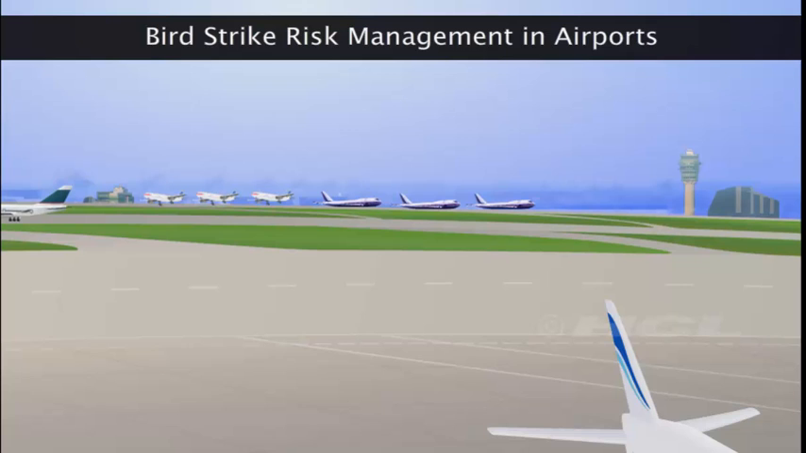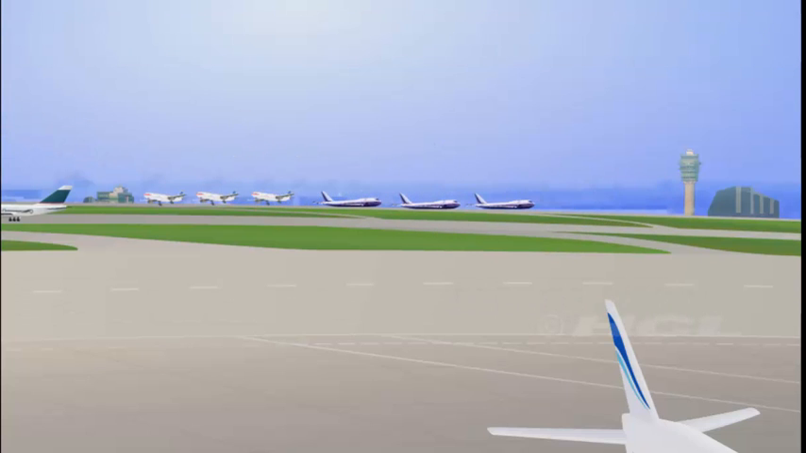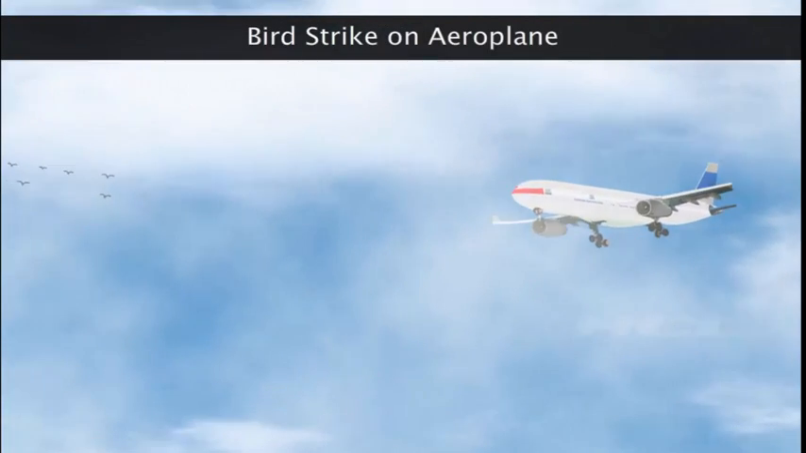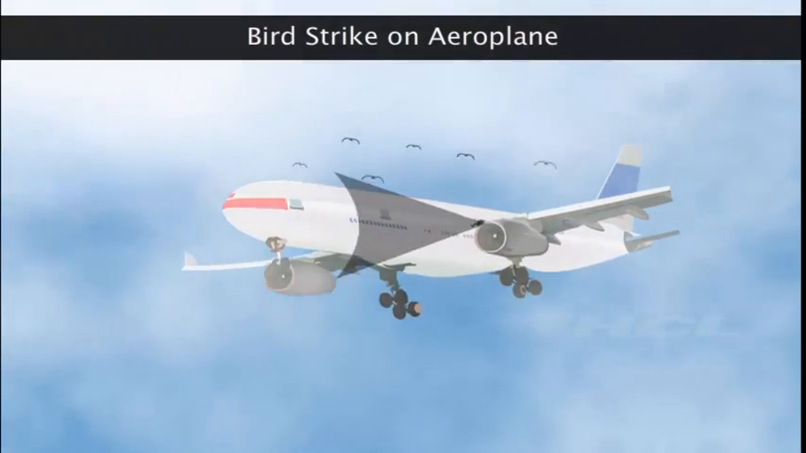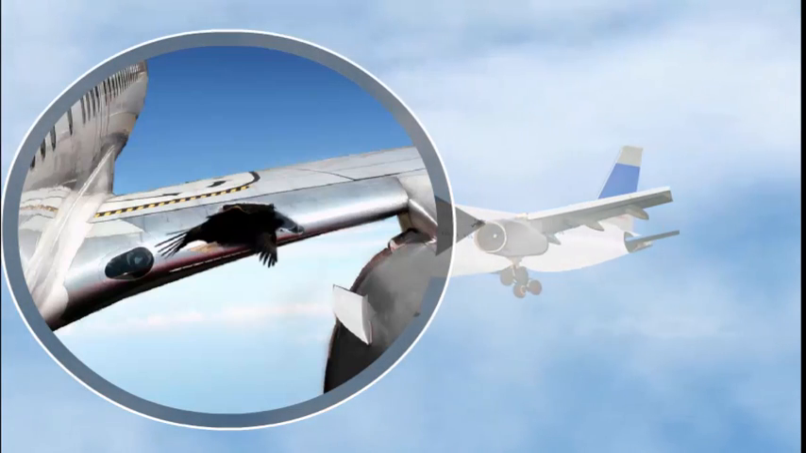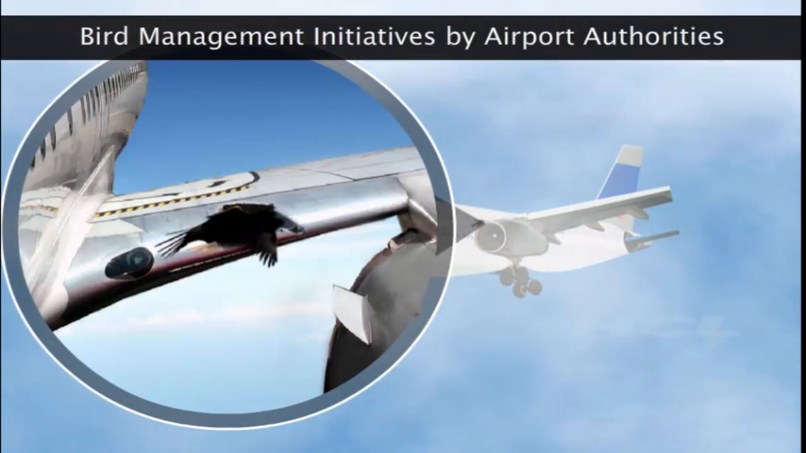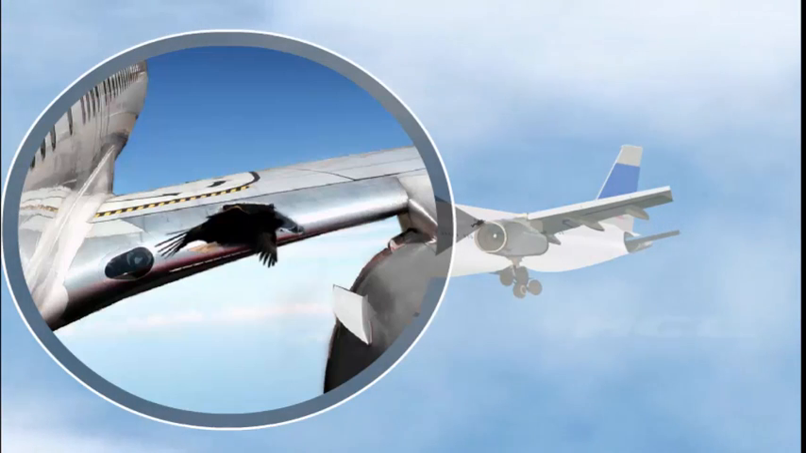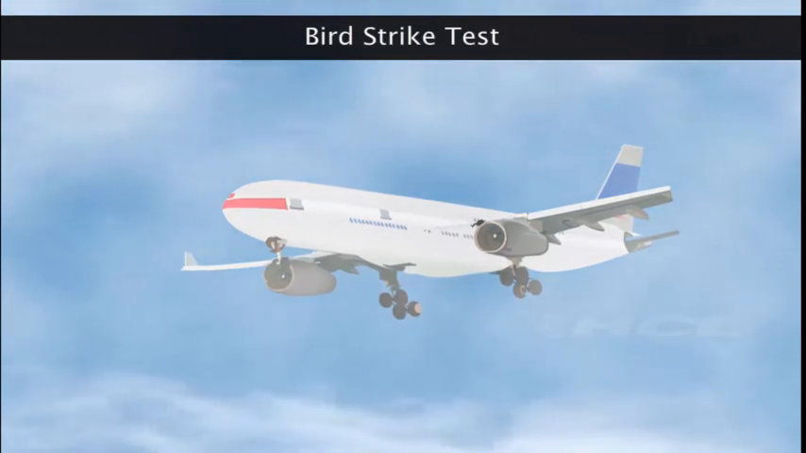Bird strikes on aeroplanes usually occur at lower altitudes during takeoff or landing. Though the size of the bird is less than that of the aircraft, it can cause a lot of damage to it because of the greater velocity of the aeroplane. Many airports have bird management initiatives to chase birds away from the airport. Most of the aircrafts are subjected to bird strike tests as well for protection.